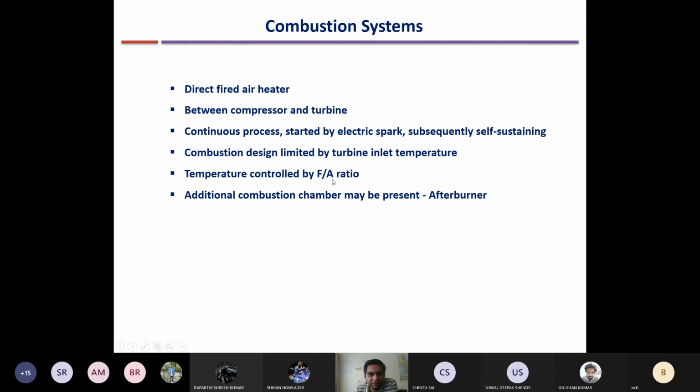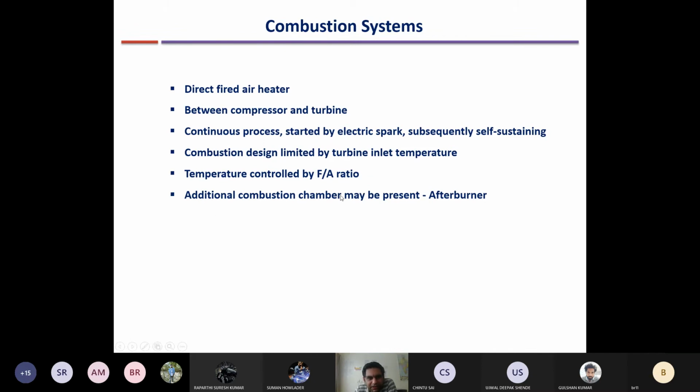That we already know. By increasing the amount of air, you can reduce the temperature. By diluting the mixture, you can reduce the temperature. If you have a stoichiometric mixture, it would have led to a very large temperature, around 2400 Kelvin, which is not sustainable.